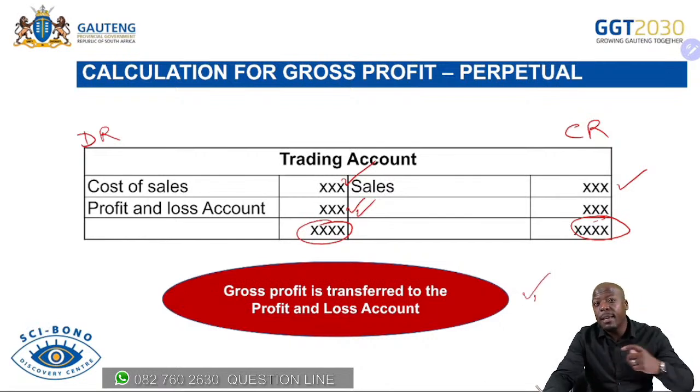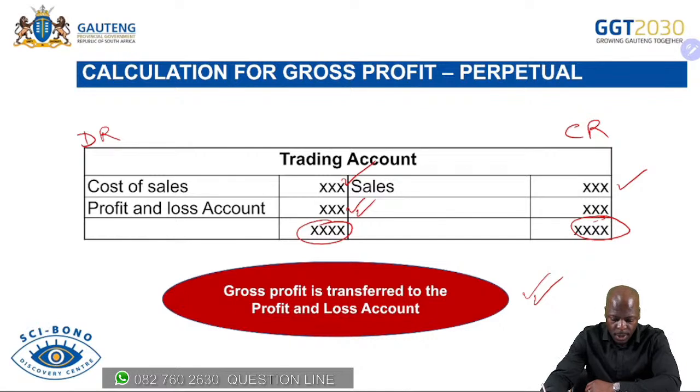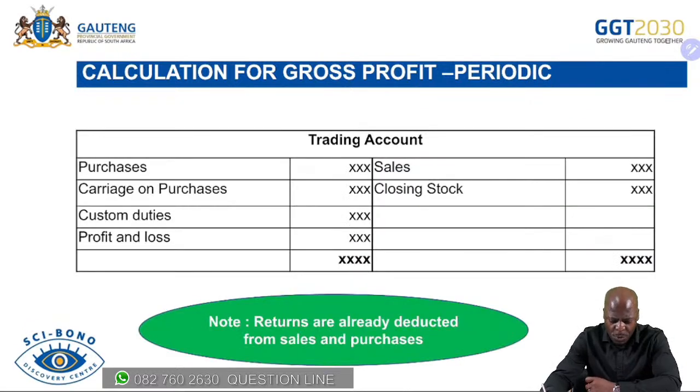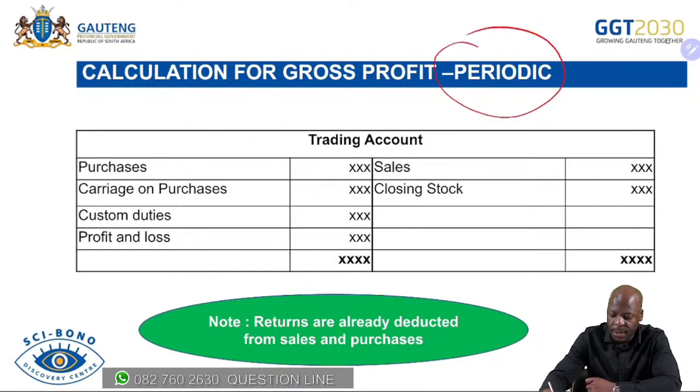So it is very easy for you now when you are in an exam and you want to calculate your gross profit. Simply remember, it is your sales and then you subtract your cost of sales. Okay, come with me. I want to show you now how you would calculate it if we were using the periodic inventory system.